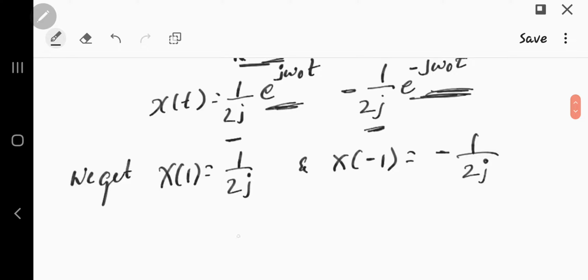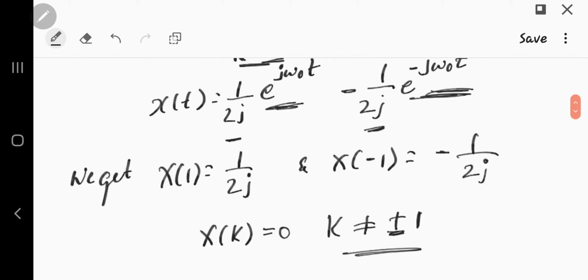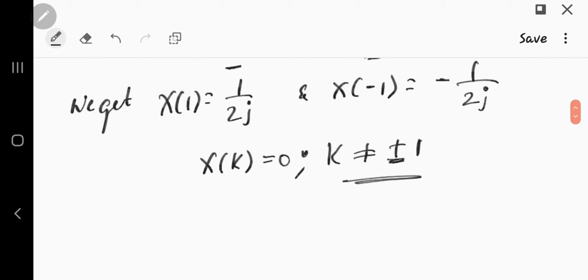So that means we can write x of k will be 0 for values of k which are not equal to plus or minus 1. So apart from these two values, plus 1 and minus 1, x of k will be 0. Okay, so this is the conclusion.